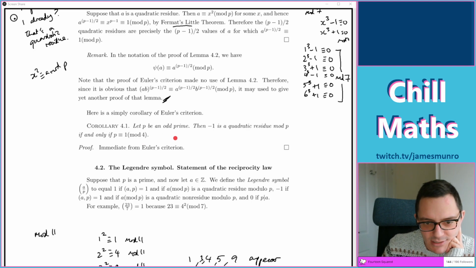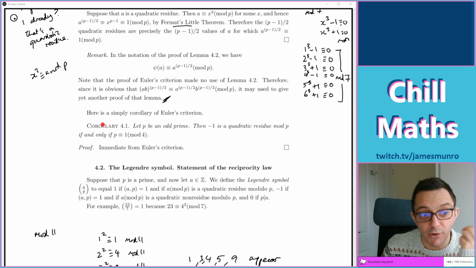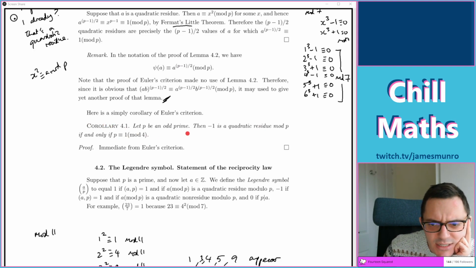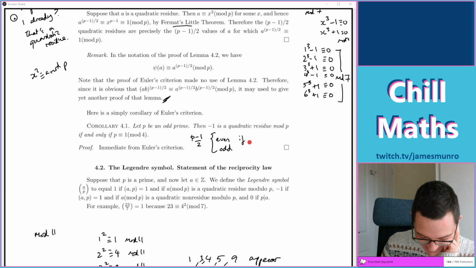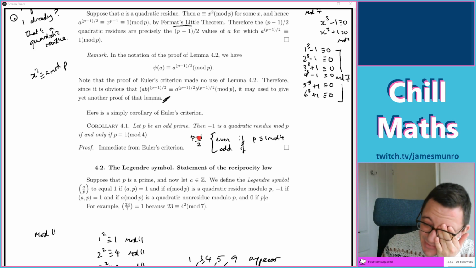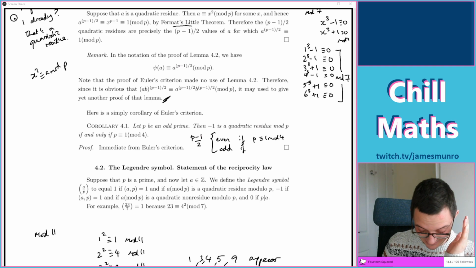Here's a follow-up. Corollary means follow-up or a following bit of maths. Here's my prime. -1 is a quadratic residue mod p if and only if p is 1 mod 4, because p minus 1 over 2 is either even or odd. It's even if p is 1 mod 4. And it's odd if, oh gosh, is it odd if p is 3 mod 4? Yeah, p is 3 mod 4.